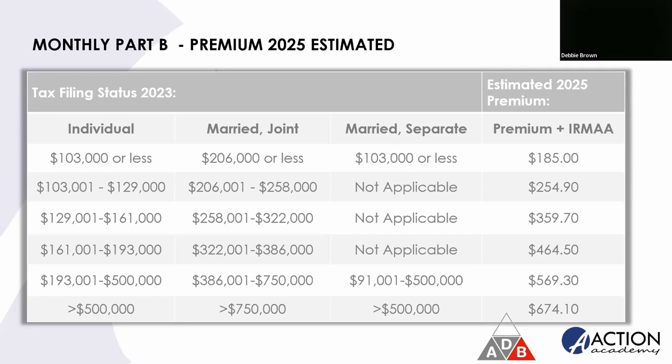And also, just another thing that always comes up. Yes, if you file jointly, even though your spouse never worked a day in his or her life, they are going to get that IRMAA charge, regardless of whether they worked or not, based on it being joint. So just FYI.